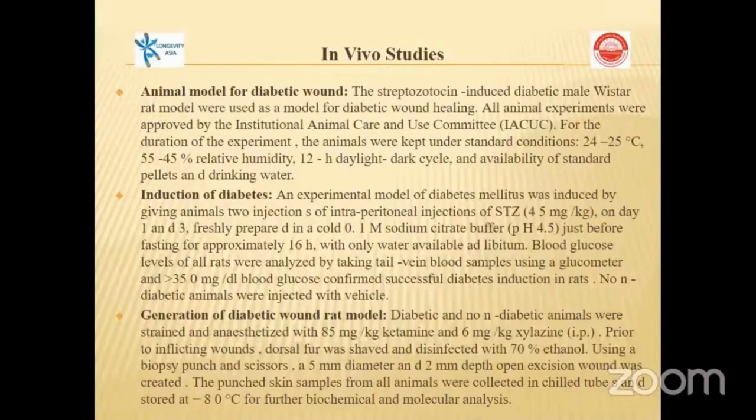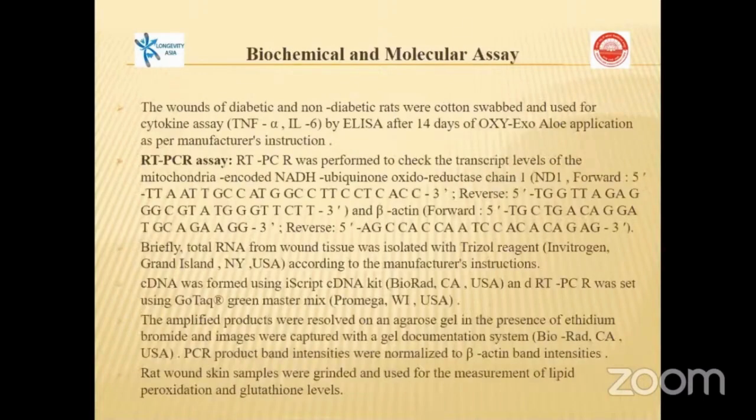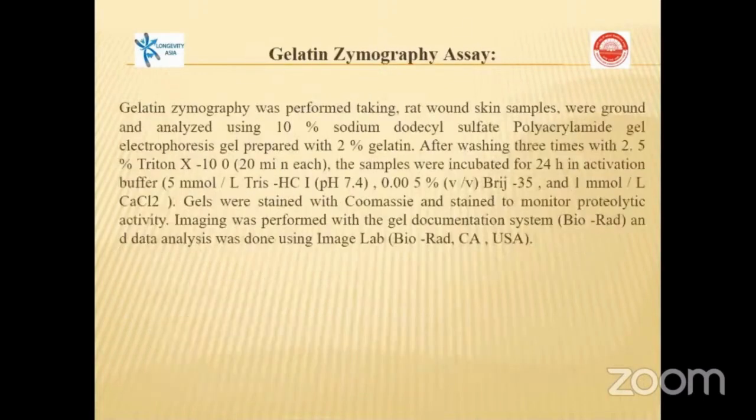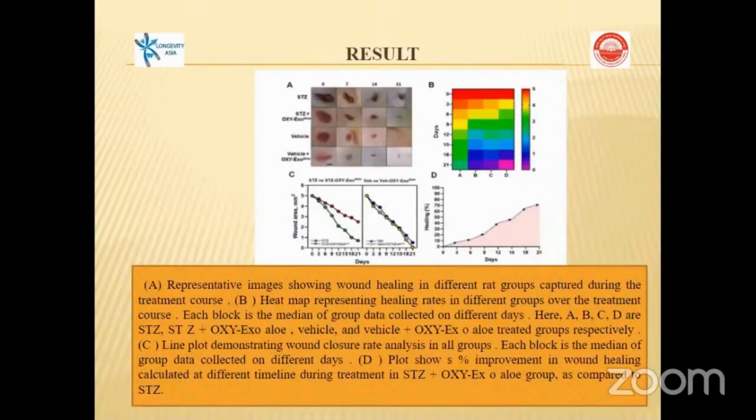This diagram is the image taken during the treatment course, and this second diagram shows the heat map representation of healing rates in different groups over the treatment course. Delayed wound healing is a common complication.